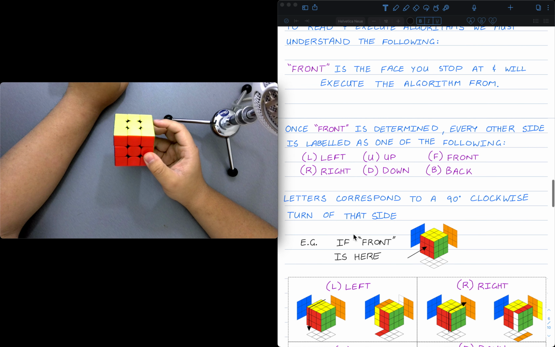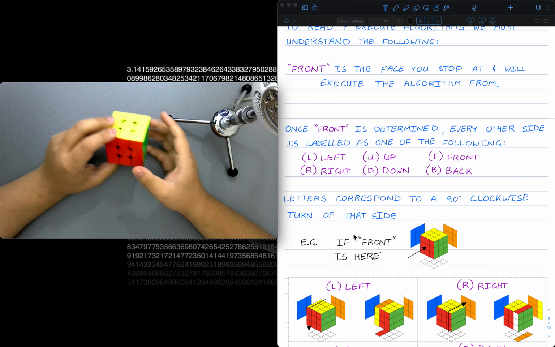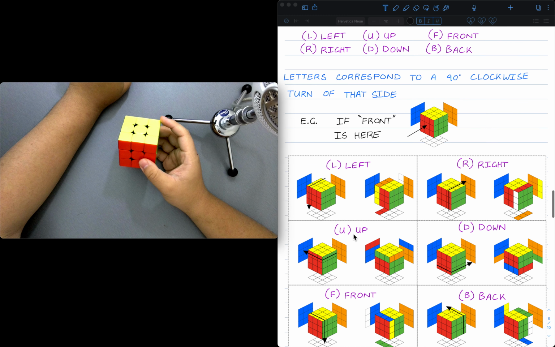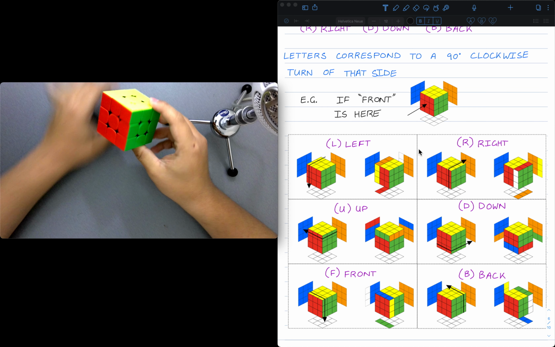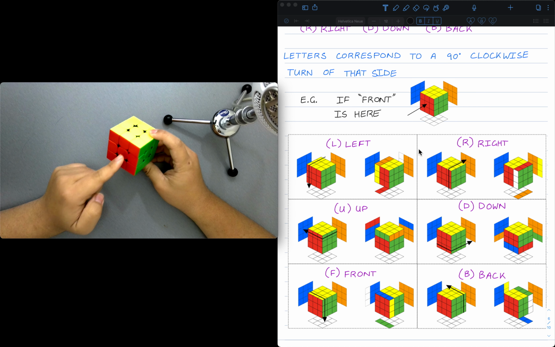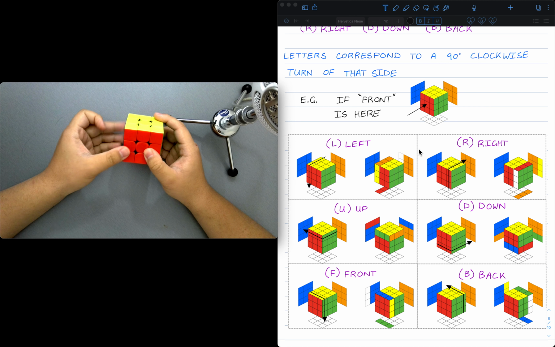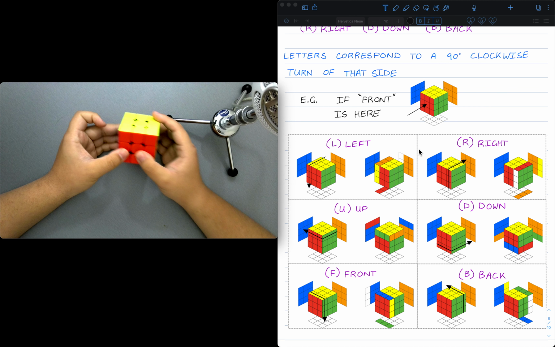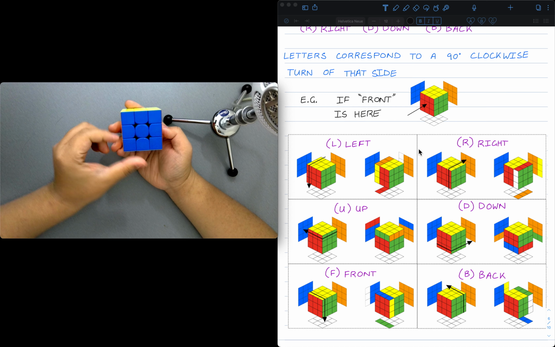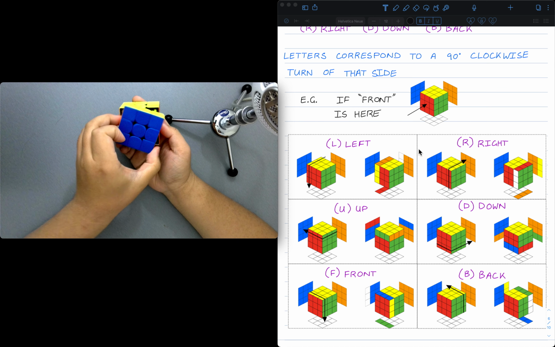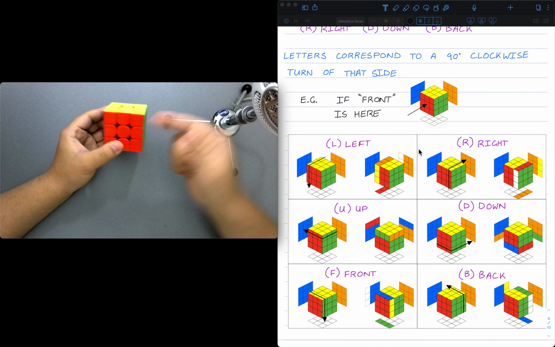Now, letters correspond to a 90-degree clockwise turn of that side. So for example, I'm going to match exactly like the picture. So look at the picture. This is what I'm showing now. I've decided that red is front. Left is a 90-degree clockwise rotation. That way is clockwise, so it's towards you. Because look, if this is front, this is left, clockwise goes this way. So that's clockwise. If this is front, this is right.